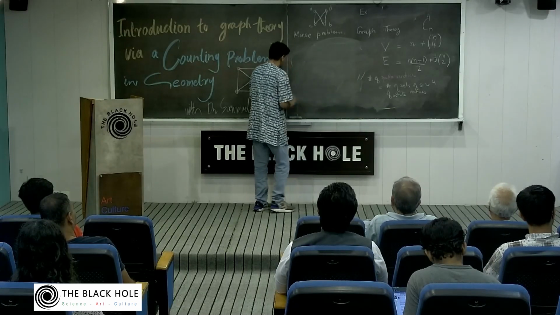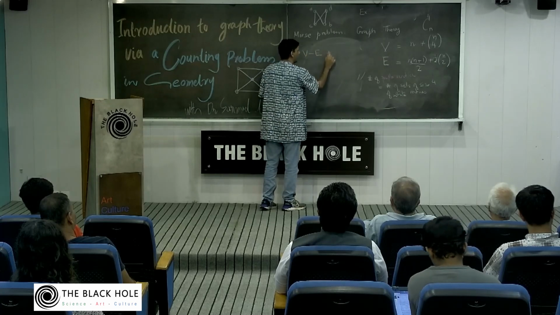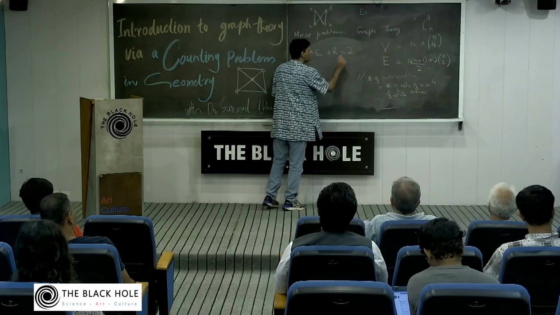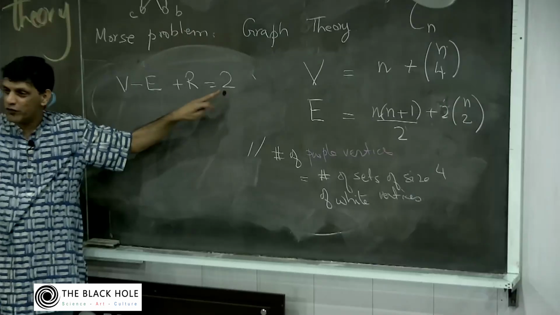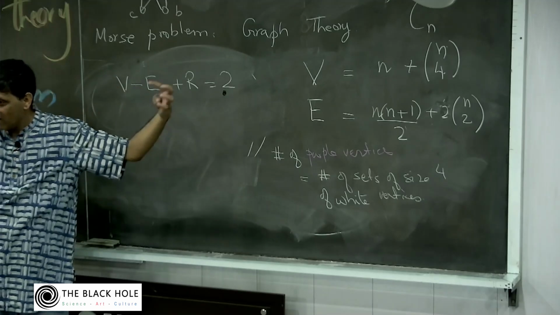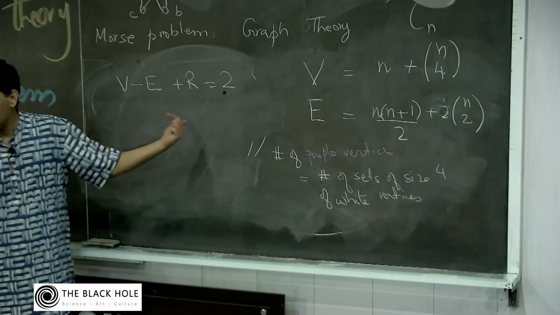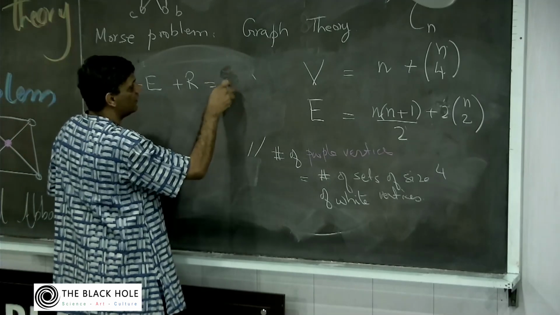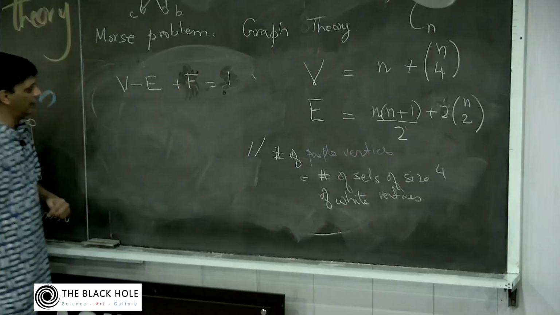So V minus E plus F is equal to 2. But remember, in the original problem, Moore was not looking at the outer face, he wasn't counting it. So this is off by 1, so we have to correct it. So this becomes 1. I've been calling this F.